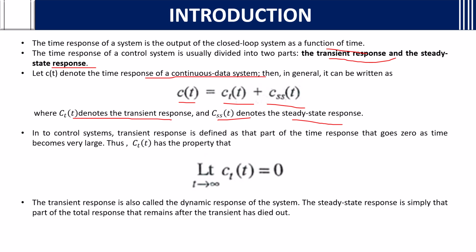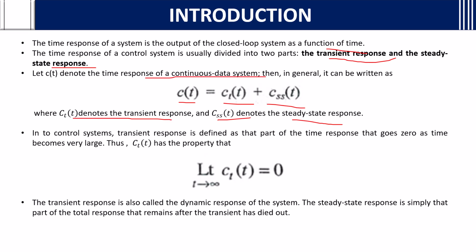In control systems, transient response is defined as that part of the time response that goes to zero as time becomes very large. Ct of t has the property that limit t tends to infinity, Ct of t is equal to 0. The transient response becomes 0 as the time becomes very large. When t becomes infinity, that is large, the transient response will tend to become 0. Then the transient response is also called the dynamic response of the system. Why? Because it is continuously changing, so it is the dynamic response of the system.